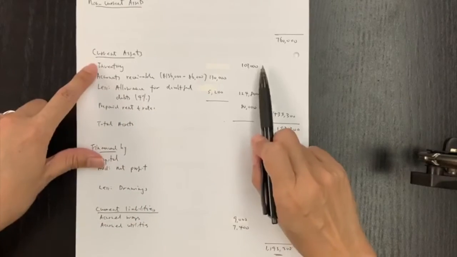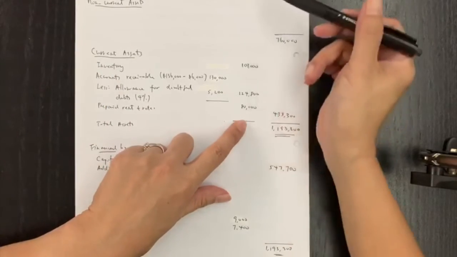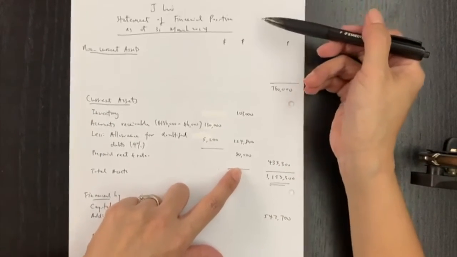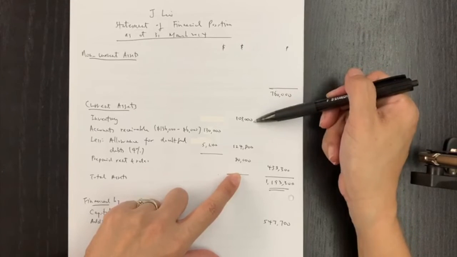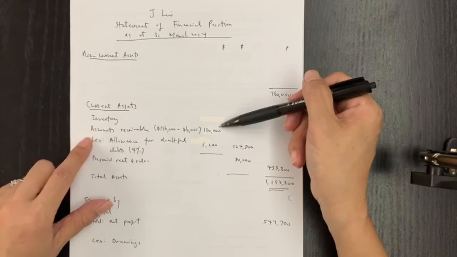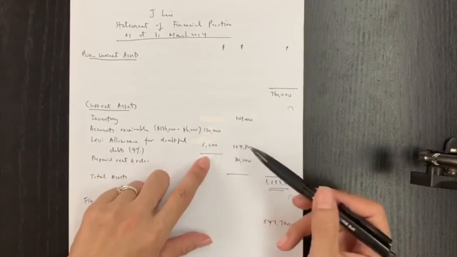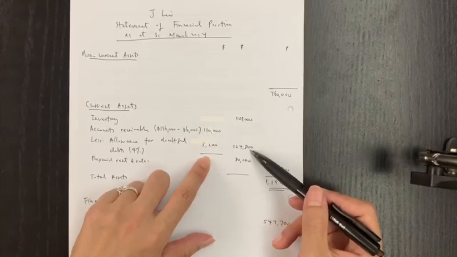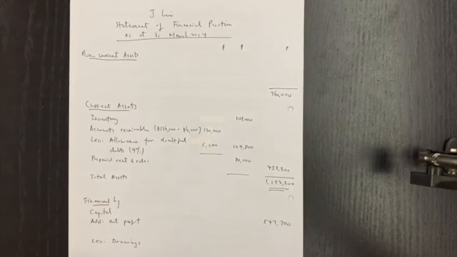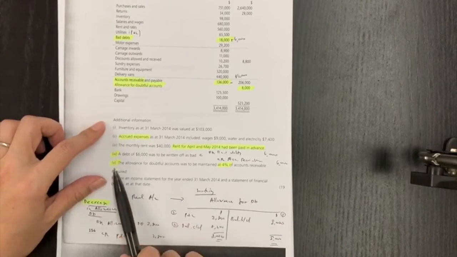And also, I need to adjust the position for inventory. So inventory should be matched in this column. All right, so in this column, we only have accounts receivable, and then minus 5,200 for allowance for doubtful debts. And this figure 124,800 will be net trade receivable or net accounts receivable. Okay, so therefore you can see we have gone through all the adjustments here.